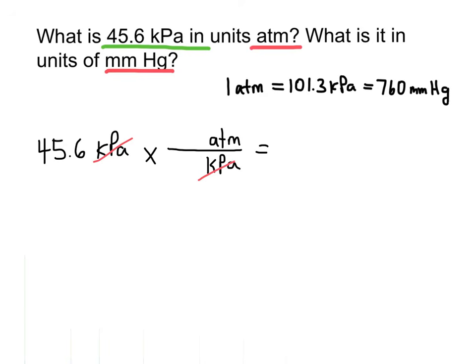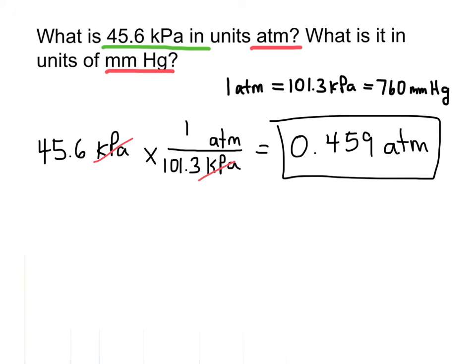All we have to do now is look at our relationship up here and take the numbers that correspond to these units and plug them into our conversion factor. You can see I literally just took those numbers out of that relationship, plugged them in, and now I'm going to do the math. I take 45.6 and multiply that by 1 over 101.3. In other words, I take 45.6 and divide it by 101.3, and I get an answer of 0.459 atmospheres. And so there's the answer to the first part of the question.